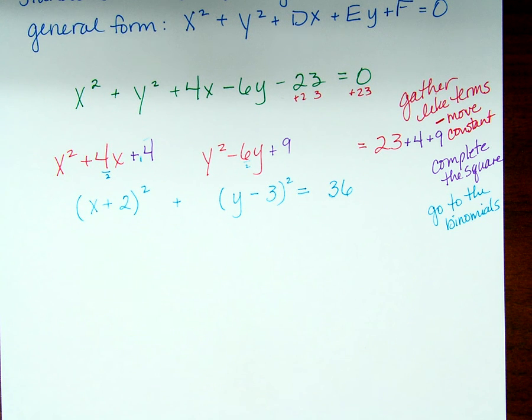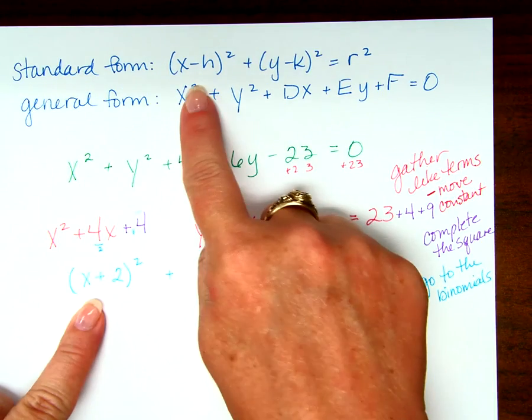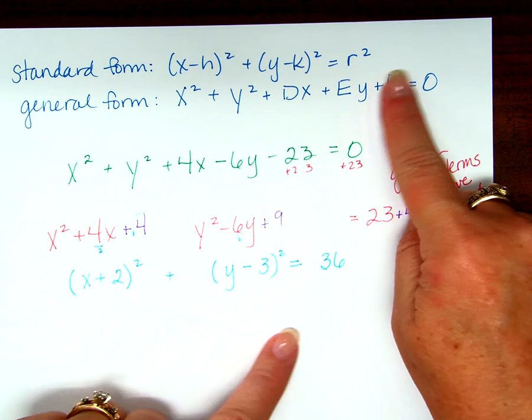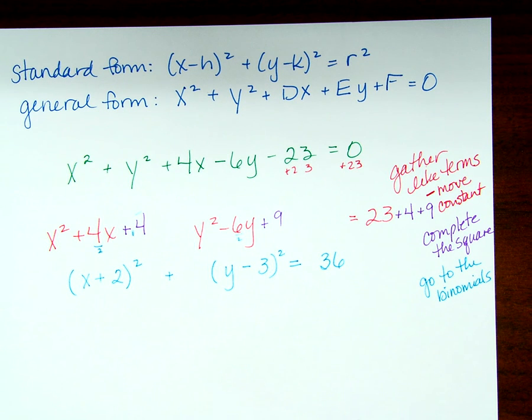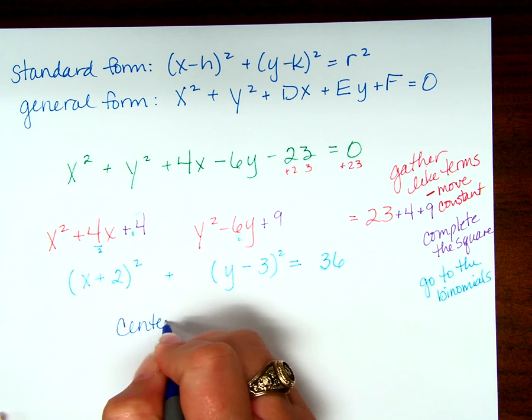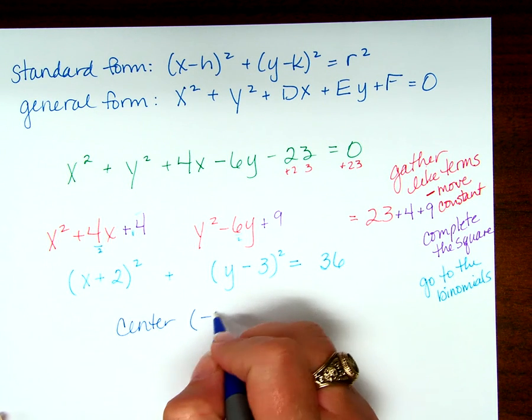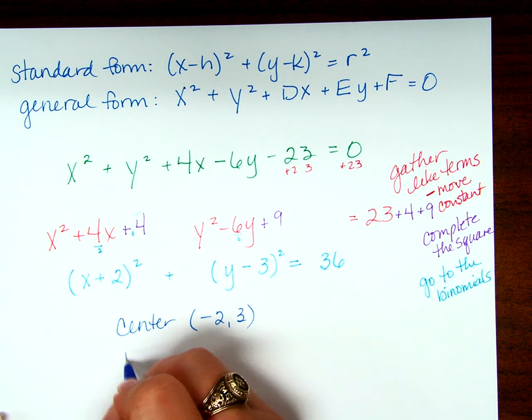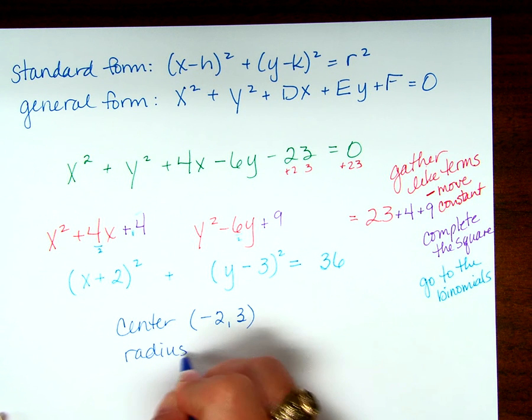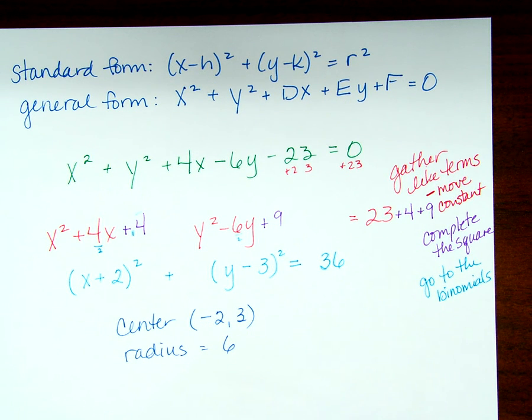Right? Because it's got to be in standard form. Look at standard form. Isn't that what we just got? From here, can you identify the important information? What's the important information here? Center is where? Negative 2, 3. And what's the radius? Perfect.